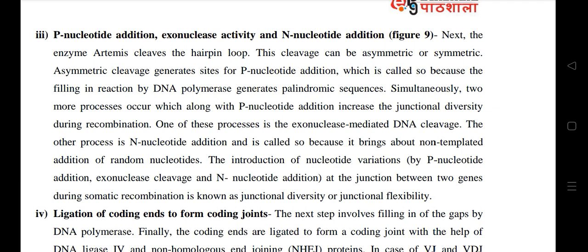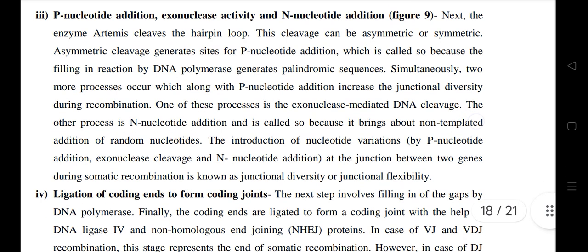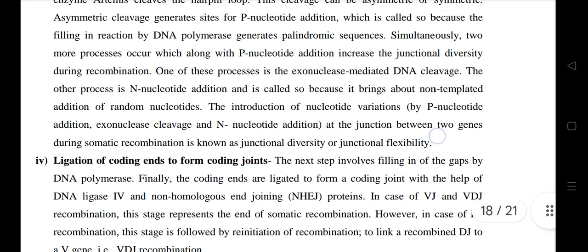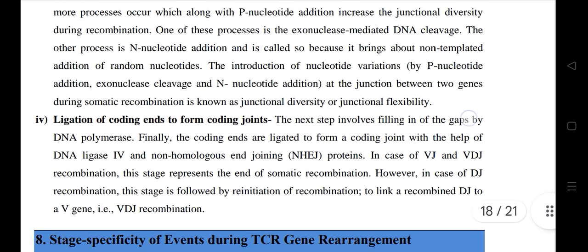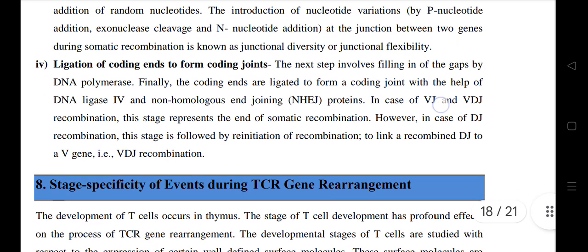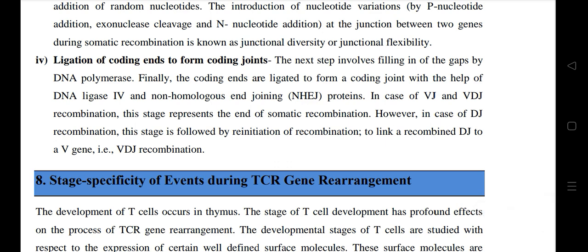One of these processes is the exonuclease-mediated DNA cleavage. The other process is N-nucleotide addition and is called so because it brings about non-templated addition of random nucleotides. The introduction of nucleotide variations by P nucleotide addition, exonuclease cleavage and N-nucleotide addition at the junction between two genes during somatic recombination is known as junctional diversity or junctional flexibility. Then ligation of coding ends to form coding joints.